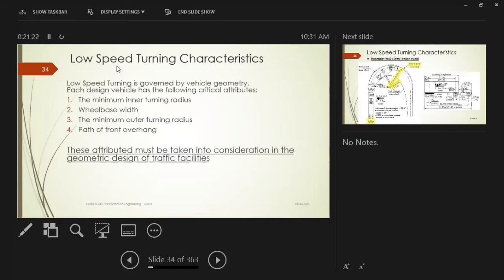We have the low speed turning characteristics and the high speed. In the low speed, what we are interested in is that low speed turning is governed by vehicle geometry. Each design vehicle has the following critical attributes. First, the minimum inner turning radius, the wheelbase width, the minimum outer turning radius, and the path of the front overhang. These attributes must be taken into consideration in the geometric design of traffic facilities.